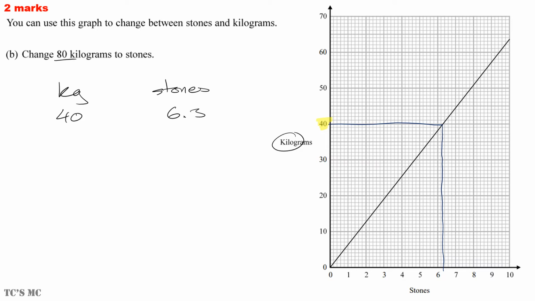Now we need to convert 80 kilograms, so I'm going to put 80 over here. 40 multiplied by what is 80? 40 multiplied by 2. Do the same on the other side. Now we have 1 mark. For getting 12.6 stones, we have our second mark.